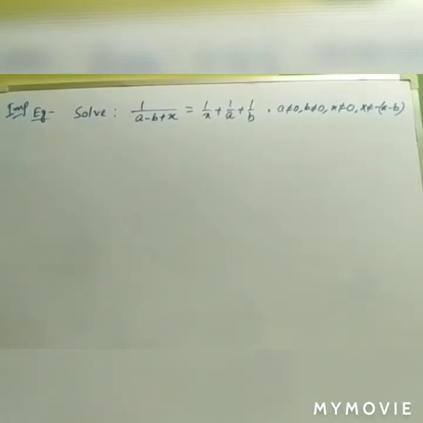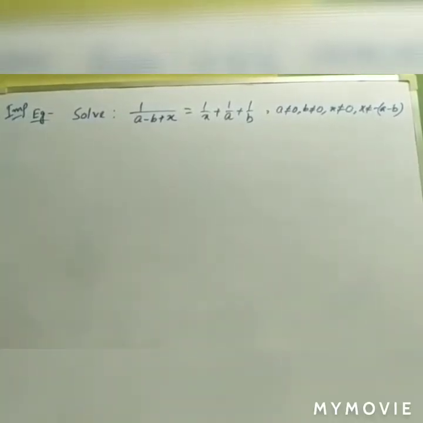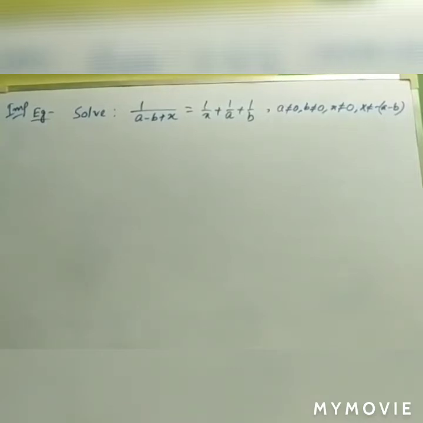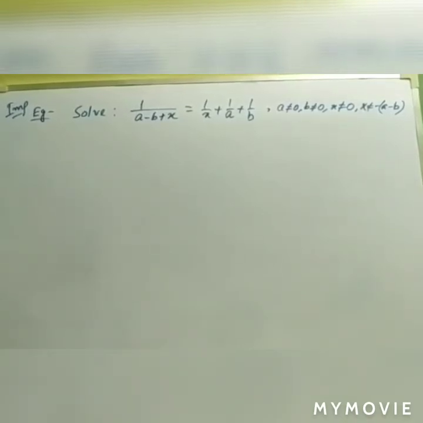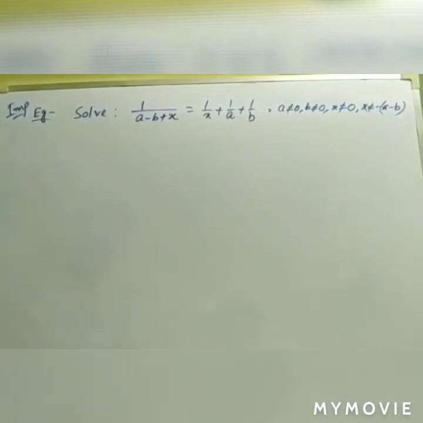Let us see one important example: solve 1 by (a minus b plus x) equals 1 by x plus 1 by a plus 1 by b, where the conditions given are that a, b, x are all not equal to 0, and also x is not equal to minus a minus b. This is given because if we put a, b and x equal to 0, then it will be undefined. Okay, so let us move to the solution and see how it can be solved.